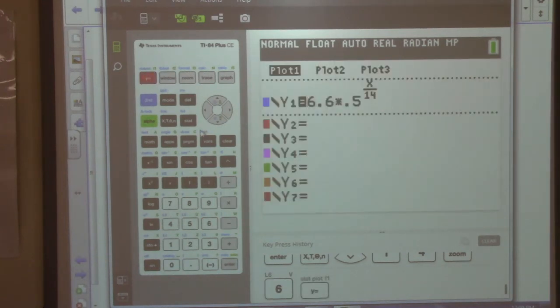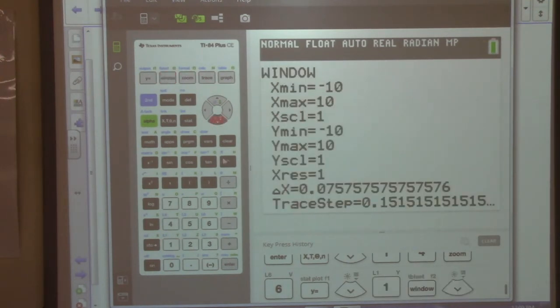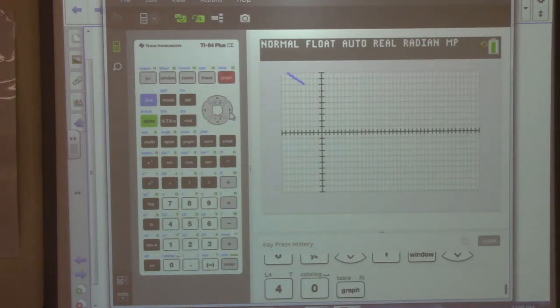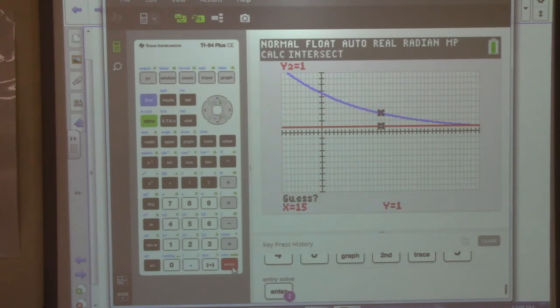Well, we can have the second equation of 1, but to see that intersection point, I know I'm going to have to go out to a lot of days. I'm going to go to 40 days. And then we graph, and what we have is an intersection point out here. And find the intersection point, second trace 5, enter, enter, enter. And what number do we see here?